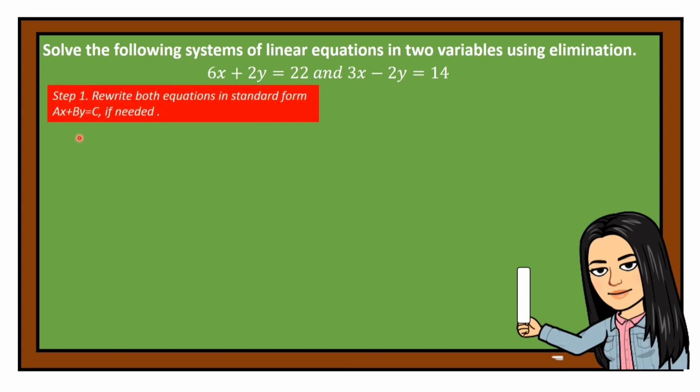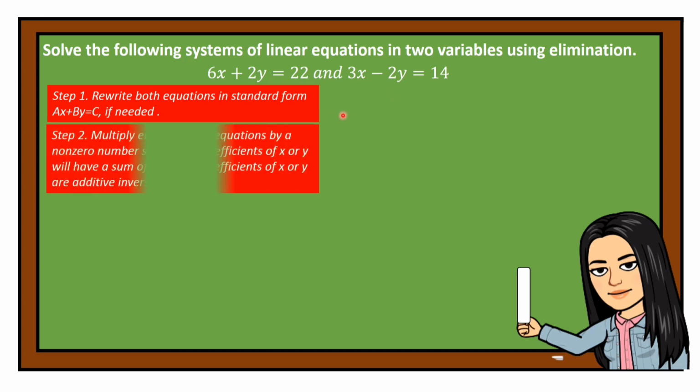Step 1, rewrite both equations in standard form, ax plus by equals c if needed. So, ang given natin ay parehong nasa standard form na. Kaya, okay na tayo sa step 1. Step 2, multiply either or both equations by a non-zero number so that the coefficients of x or y will have a sum of 0. The coefficients of x or y are additive inverses.